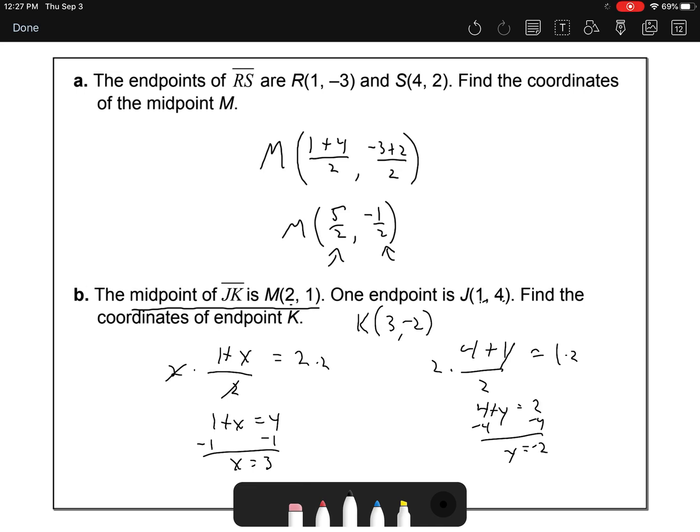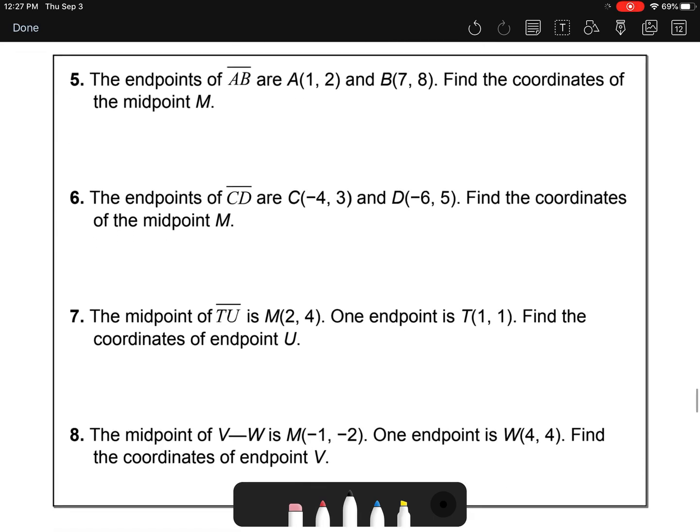Now a simple way to check yourself is to literally find the midpoint. Is 1 plus 3 divided by 2, 2? Answer is yes. 4 divided by 2 is 2. 4 minus 2 is 2. 2 divided by 2 is 1. So that works. So this is the correct endpoint.